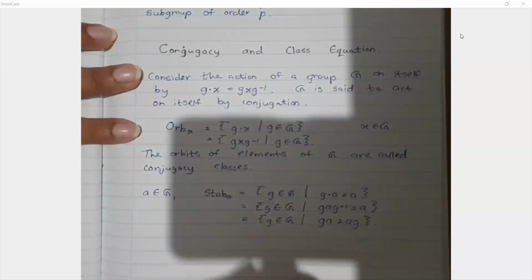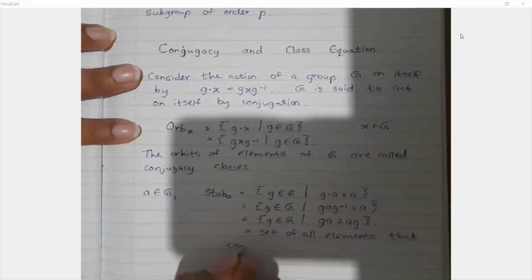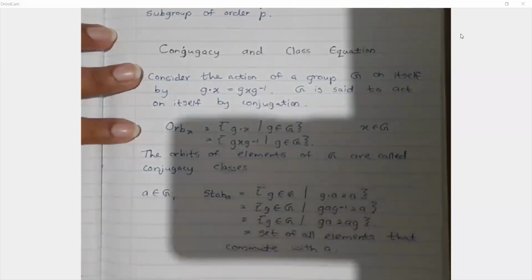Here, we are taking all elements in G such that gA is equal to Ag, where you can commute the two. In other words, you can write this as the set of all elements that commute with A. Now we say that Stab(A) is the centralizer of A, right?